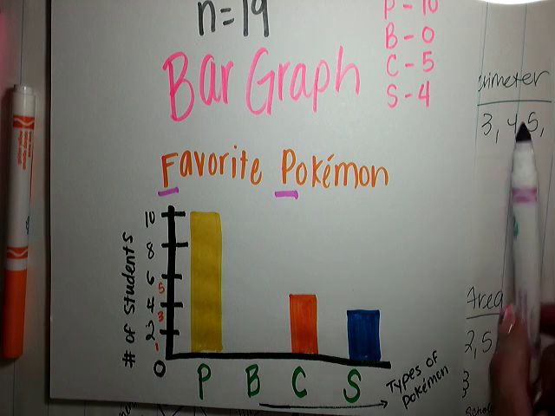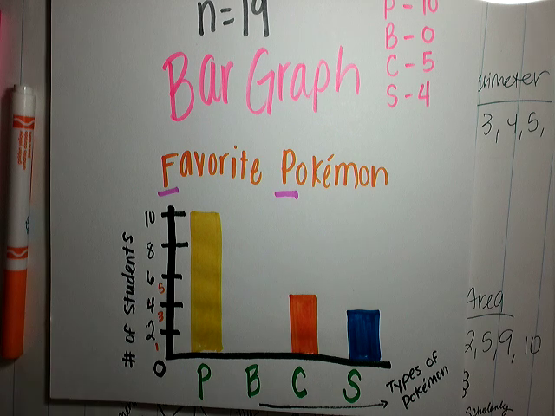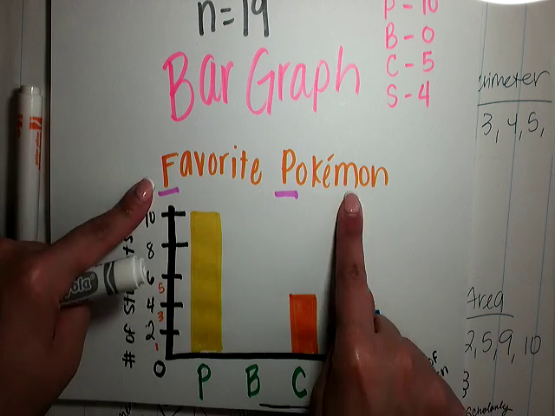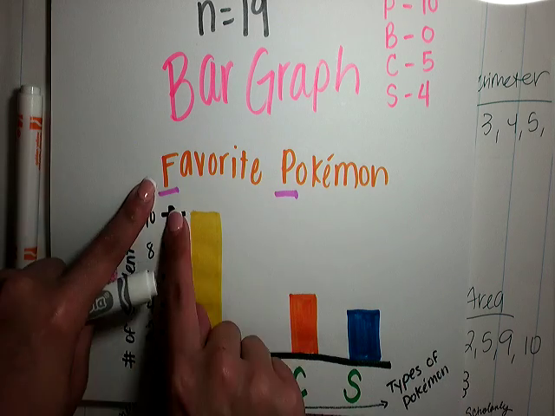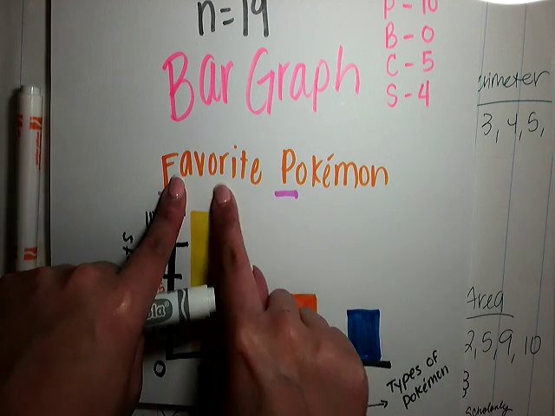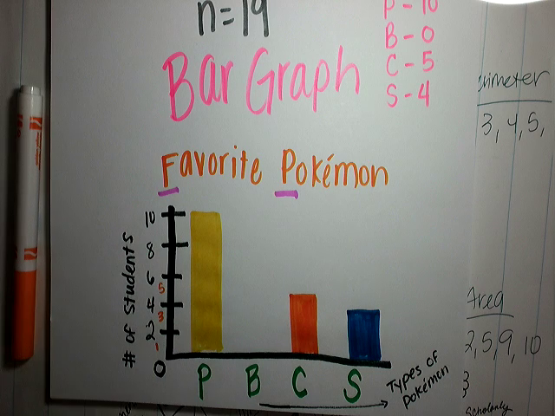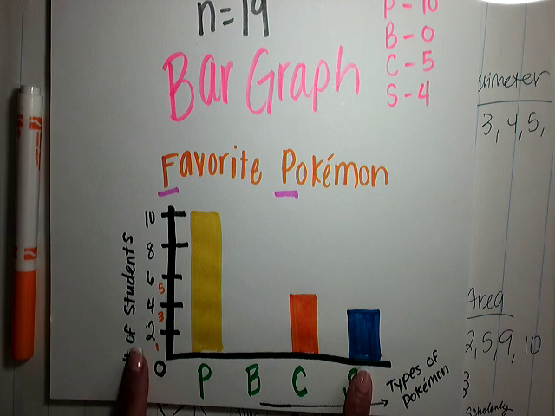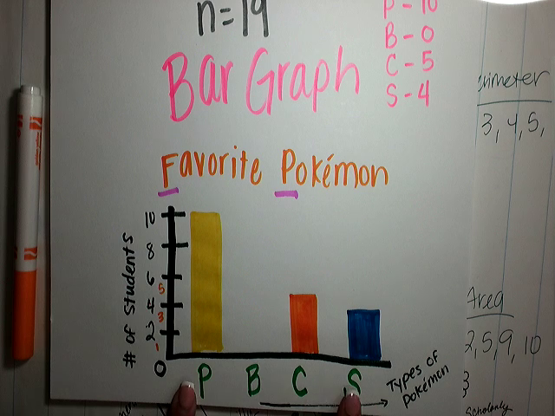So I want to reiterate every part of the bar graph that you have to have. Every graph, no matter what kind of graph you have, has to have a title. Okay, so my title here was Favorite Pokemon. Capital F, capital P, and the rest of it is lowercase. Then you have to have an x-axis and a y-axis, which means you have to have something that you're measuring and the measurement. So we measured the types of Pokemon that students liked. So this bottom one was types of Pokemon, and this side one was the number of students.